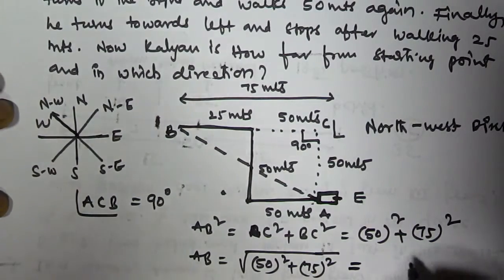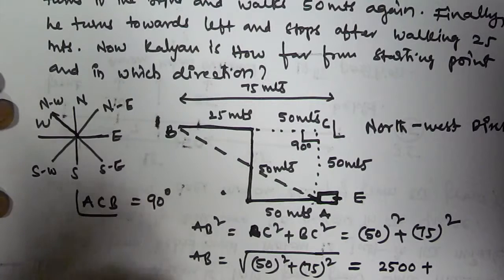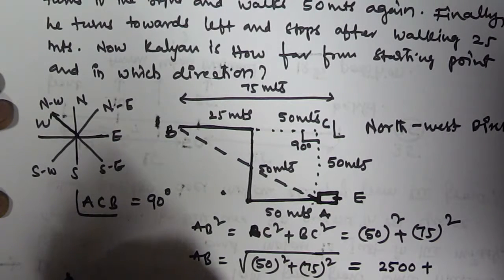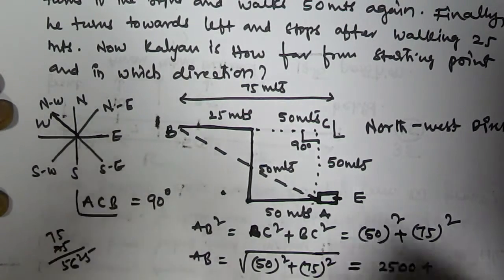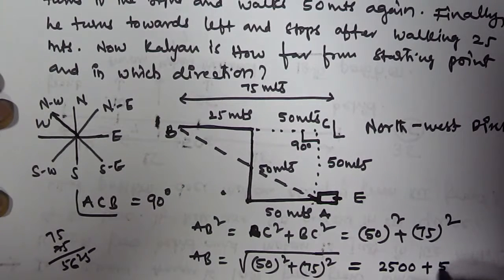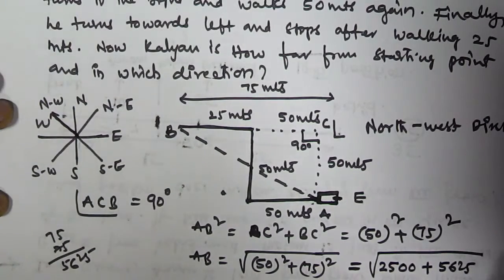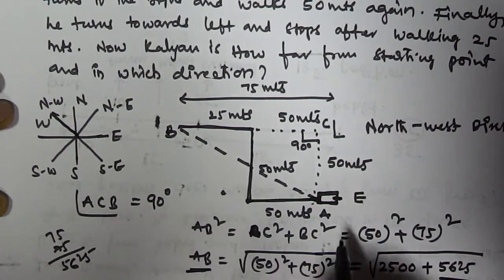50 square is going to be 2500 and 75 into 75, so 5 fives are 25, 7 into 8, 56, so 5625. So this is going to be the root of 2500 plus 5625. After calculating this value, that value is going to be the distance between the starting point and the current position of Kalyan.